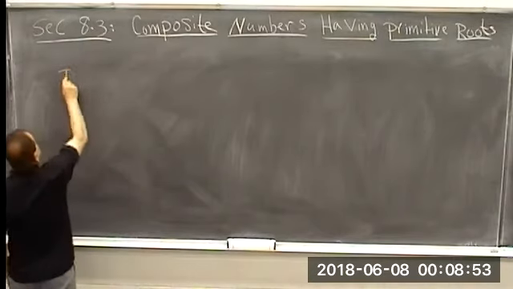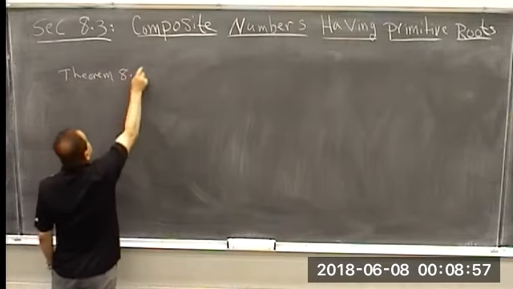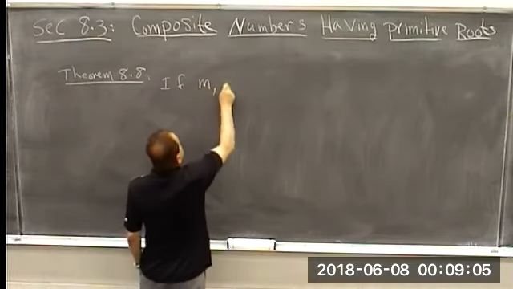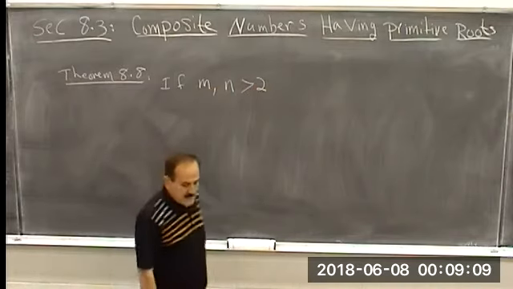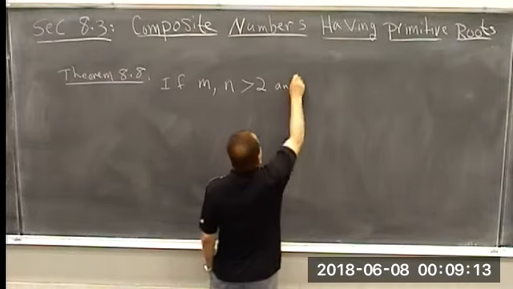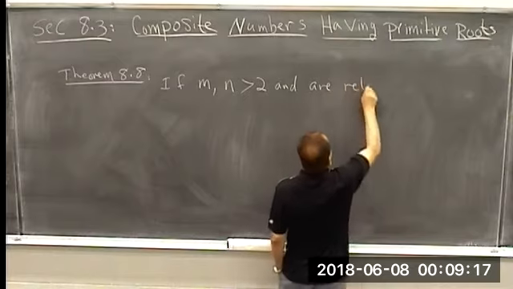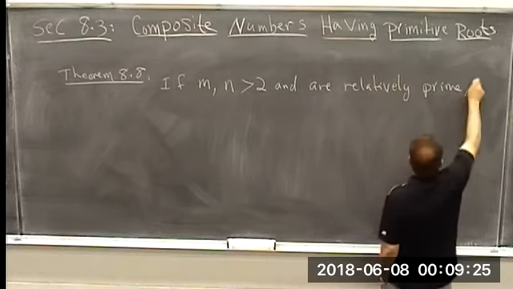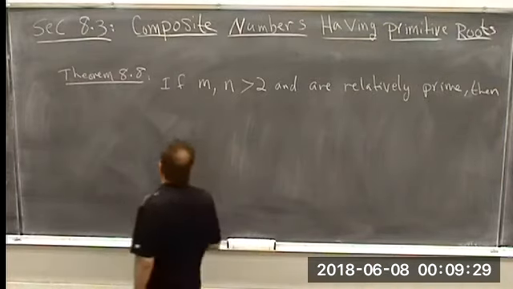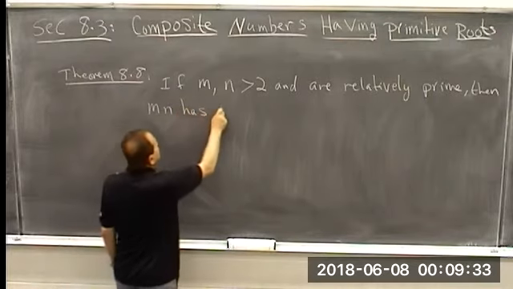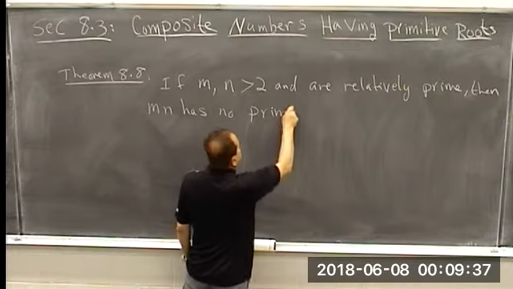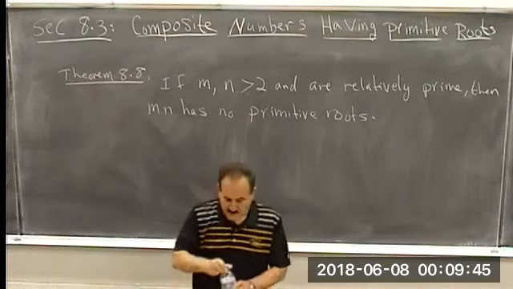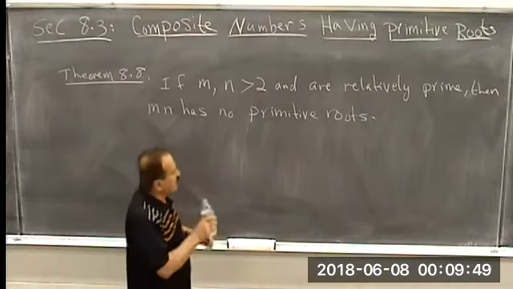Theorem 8a gives us the other type. If m, n are integers, each one of them bigger than 2, and relatively prime, then their product n has no primitive roots. All right. First, let's start with taking an integer that's relatively prime to the product.